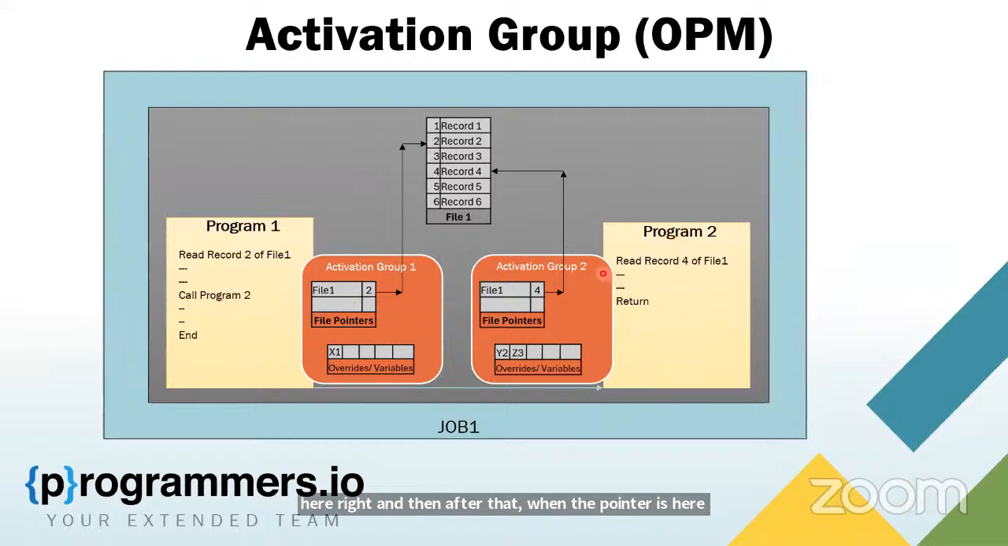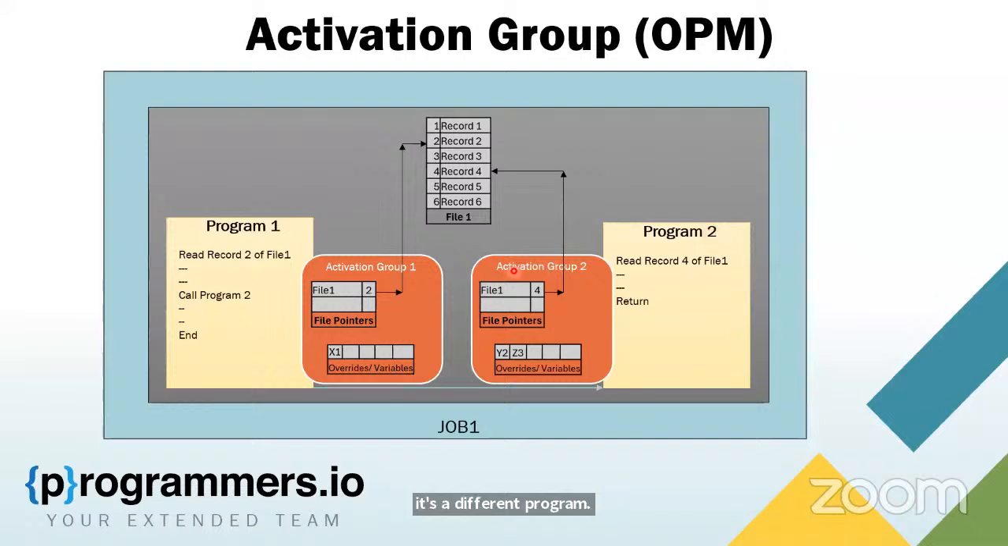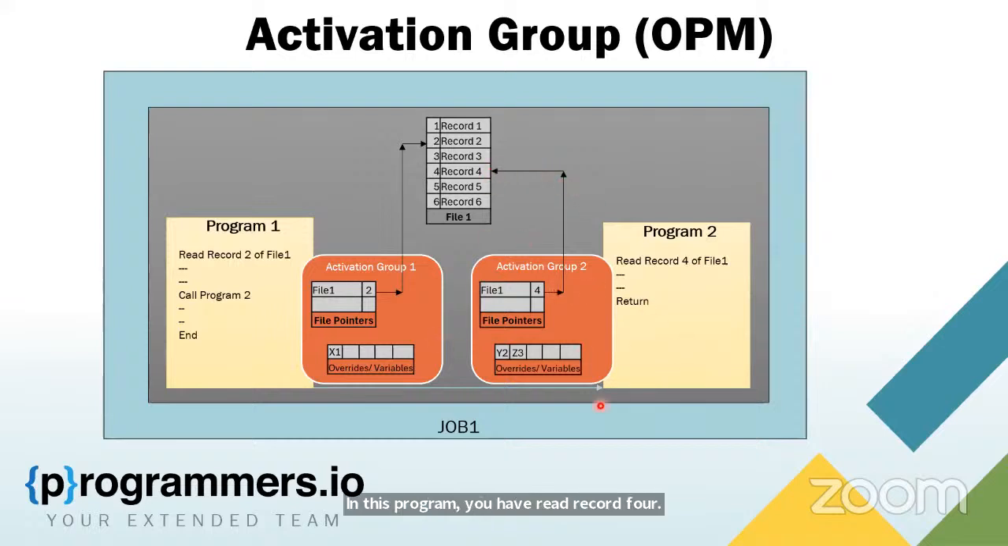Now program 2 is some other program, in a different language, or even in the same RPG language itself. When this program starts executing, it creates its own activation group, and it has its own variable and memory area for storing its own variables, overrides and everything. In this program you have read record 4, so now it is pointing to record 4. When you come back, program 1 is still on record 2. So this is how it is, and this is not efficient.